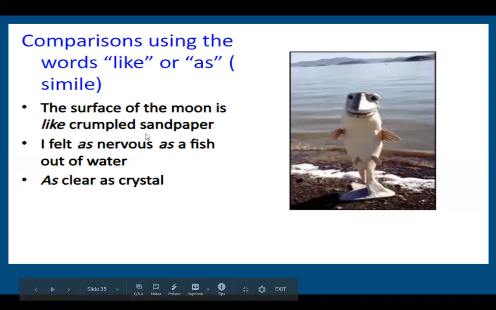I felt as nervous as a fish out of water. Now, when you're nervous, how are your feelings? In nervousness, you shake like a falling leaf from the tree, right? You're as nervous as the falling leaf from the tree. Have you seen the falling leaf from the tree when it's turned brown in the autumn? And you shake. So it's as nervous as a fish, as clear as crystal. Crystal is like glass, it's as clear as crystal.